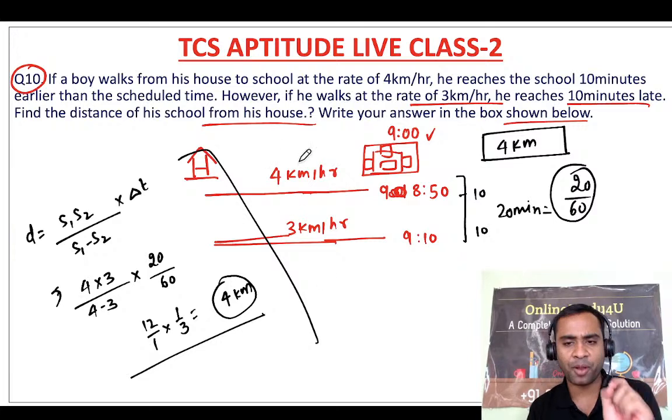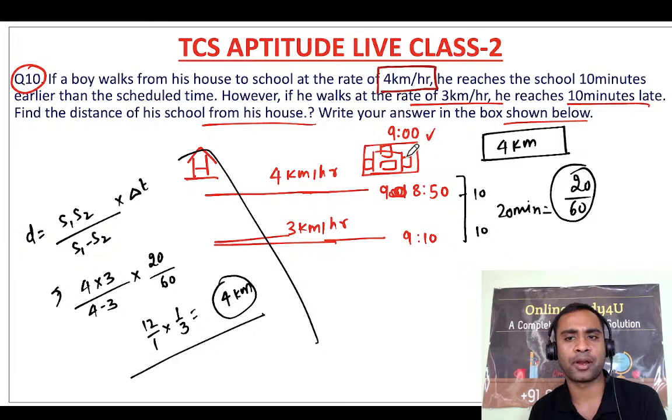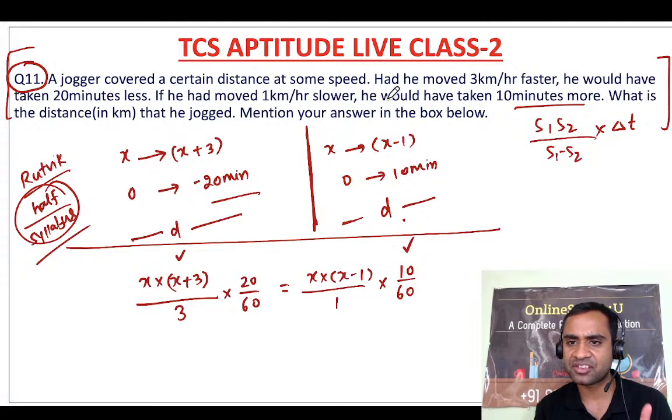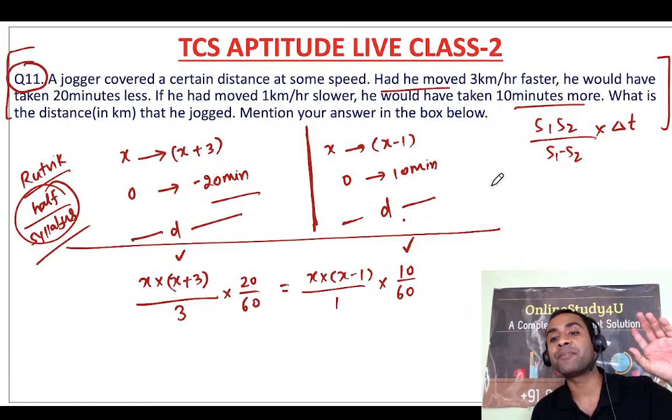Sir, why did you not do it like this? So both the problems are different. A boy walks from his house to school at the rate of 4 kilometer per hour. He is going with a speed of 4 kilometer per hour. But in this question, you see, had he moved 3 kilometer faster than his previous speed.